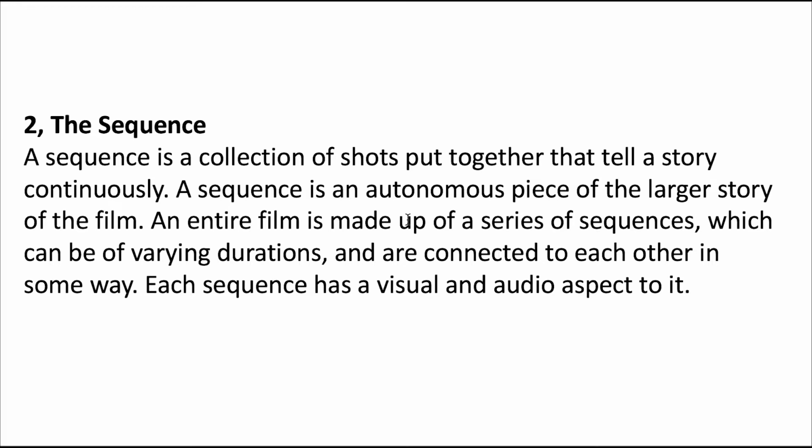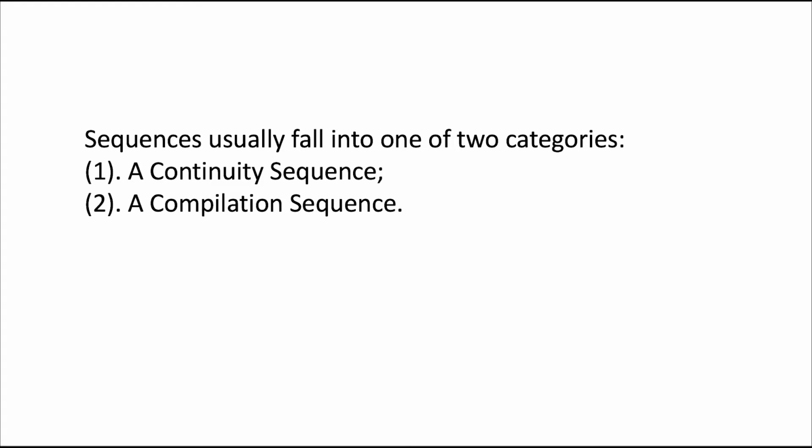A film is made up of a series of sequences which can be of varying durations, and they are connected to each other in some way. Each sequence has a visual and audio aspect to it. And sequences usually fall into one of the two categories below, the continuity sequence and the combination sequence.